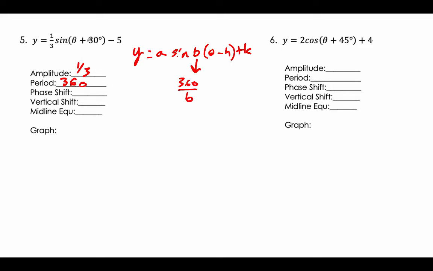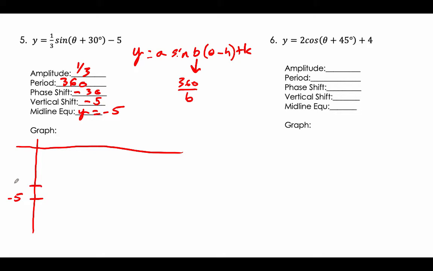That's our normal one. The plus 30 is the phase shift. We got to go left 30, so negative 30. Vertical shift is down 5. Midline equation is the vertical shift, y equals negative 5. So everything on this one's going to be done way down at negative 5. I'm going to label this negative 5. I'm going to label this up 1/3. That's negative 4 2/3. This isn't a great example, great problem, but we'll deal with it. And down to negative 5 1/3.